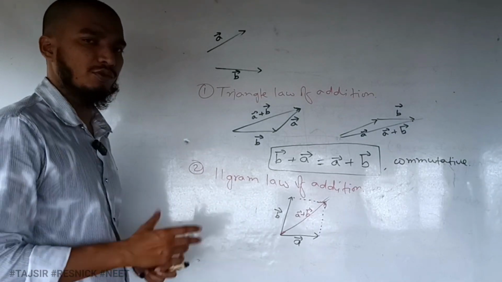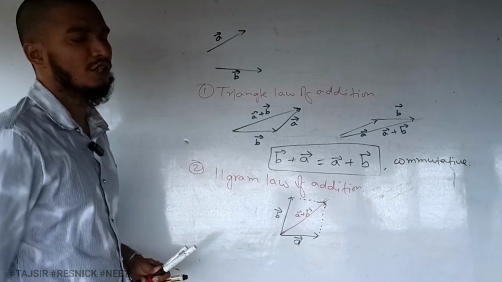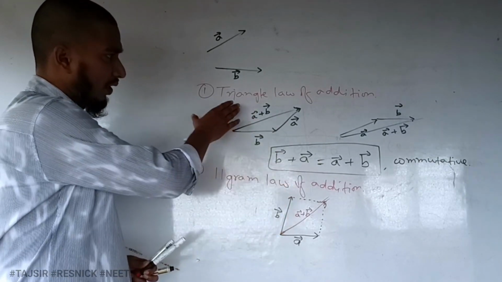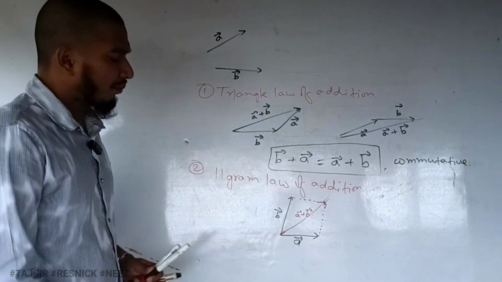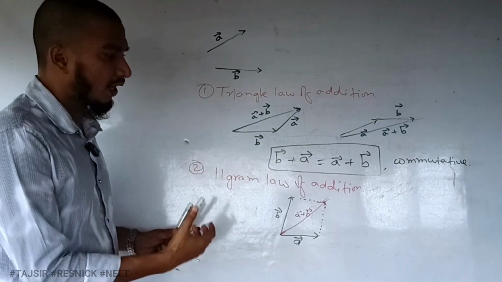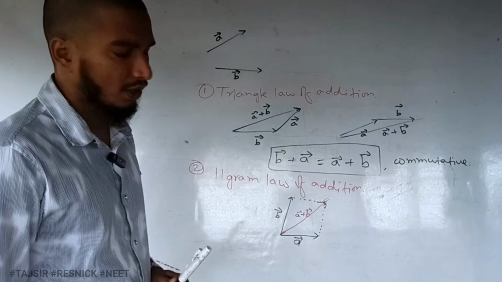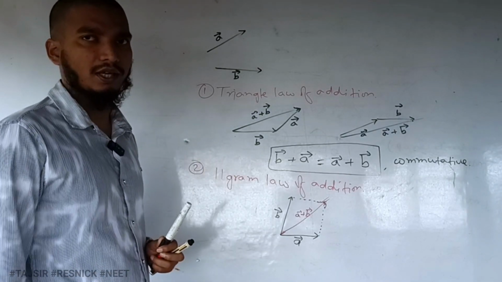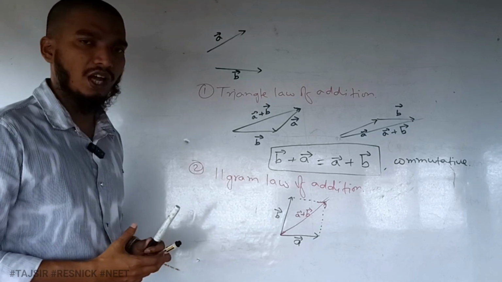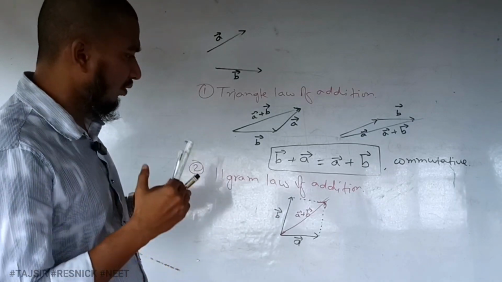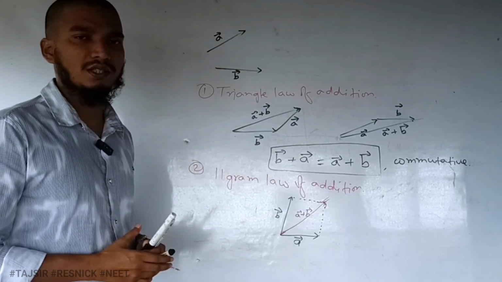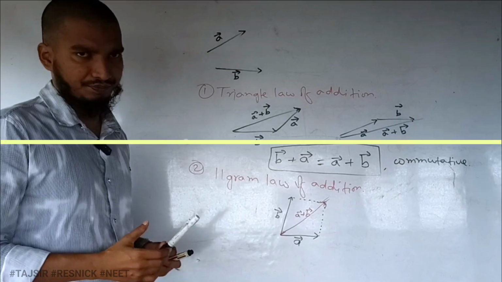Whenever we are given two vectors, we can add them geometrically by the triangle addition law or the parallelogram addition law. But if we are not adding the vectors geometrically, then mathematically we can add vectors. How to add vectors? To understand that, let us first go into resolving a vector. What is the resolution of a vector? Let us see what vector resolution is and how to resolve vectors.